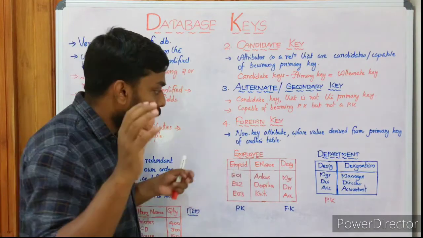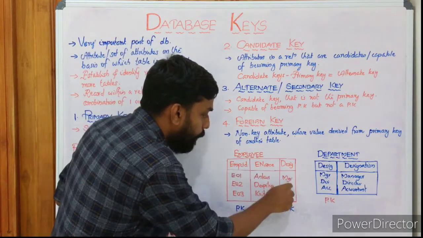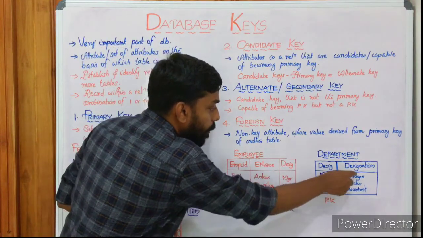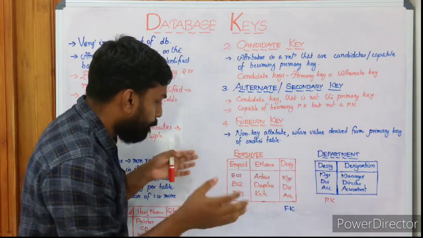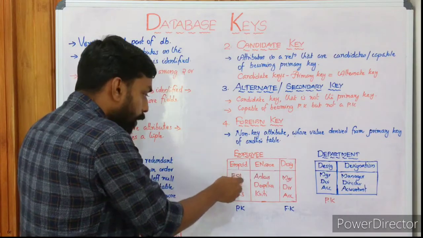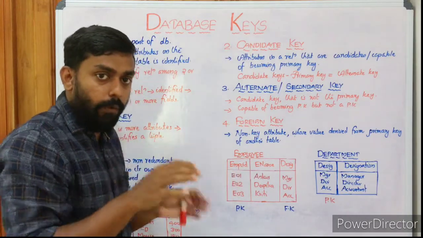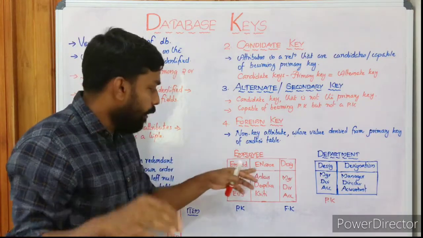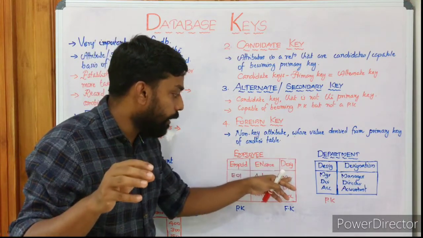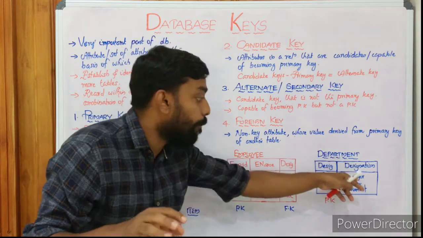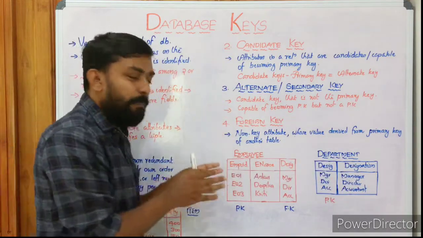Okay, and just by knowing MGR, DIR, ACC: MGR means manager, DIR designation director, ACC accountant. So just by getting E01, you can derive a number of things, right? E01 is an employee whose name is Ankur, whose desig is MGR, and who is a manager, right? This is a simple table.